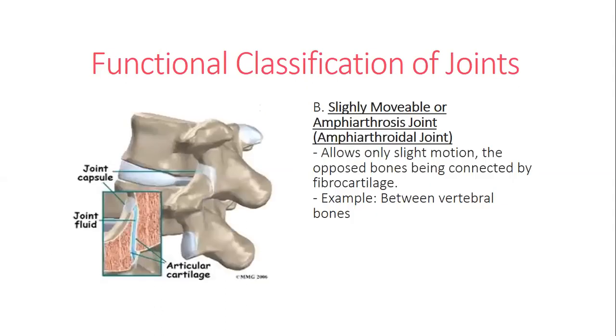The second one is slightly movable or the amphiarthrosis joint, which allows only slight motion, the bones being connected by fibrocartilage. Examples of these are your vertebral bones. If you can recall your exercise number 3, the fibrocartilage of the intervertebral discs. That's an example of this joint, amphiarthrosis.